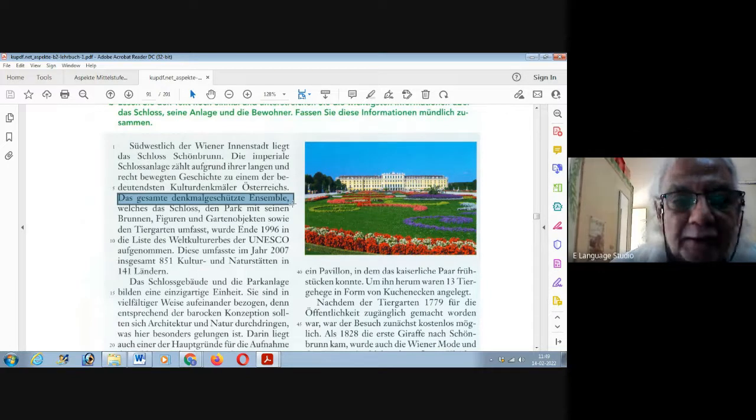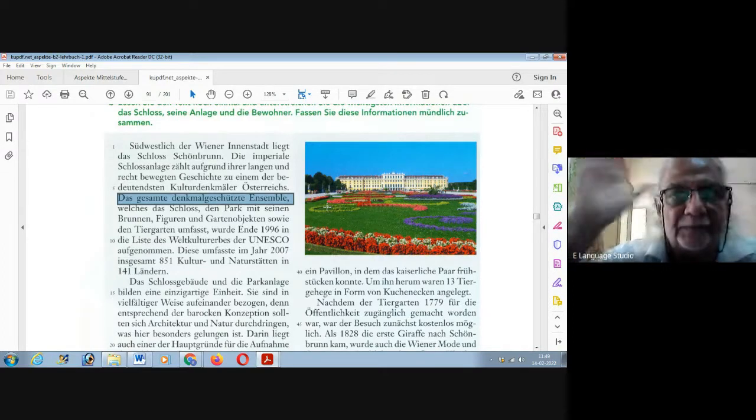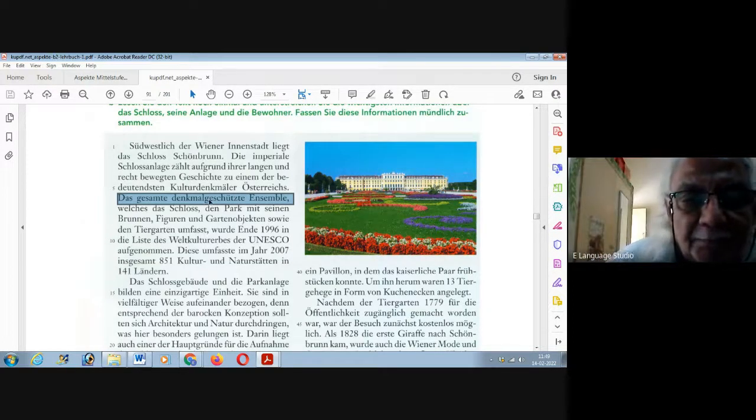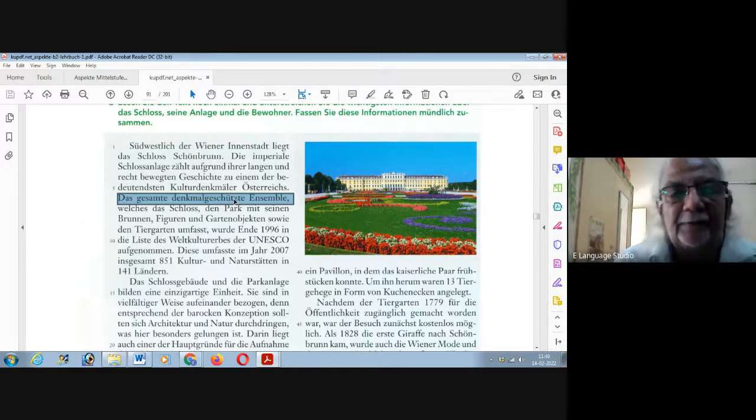It's a French word. Ensemble here means the entire collection of buildings and grounds and trees and plants and bushes and grass and flowers. So this is ensemble. Denkmalschutz. Was bedeutet Denkmalschutz?